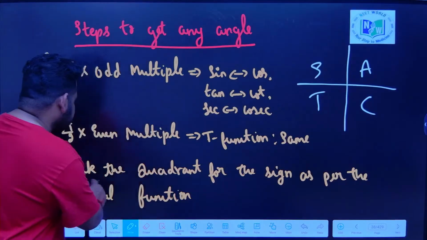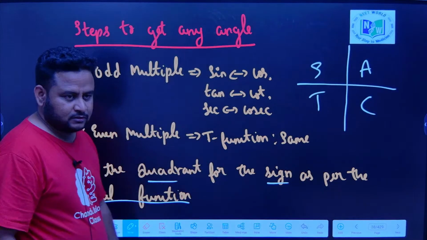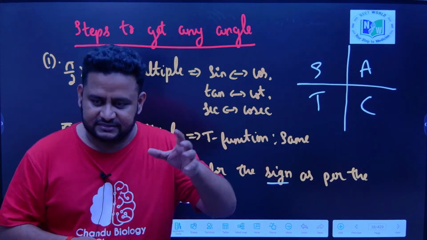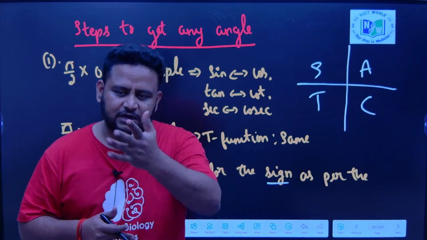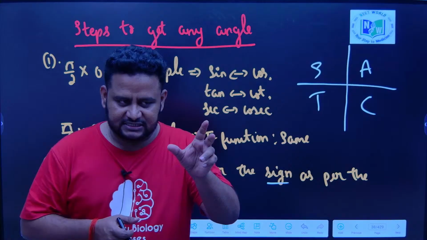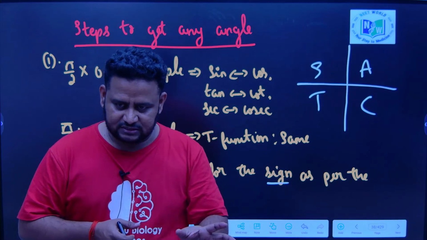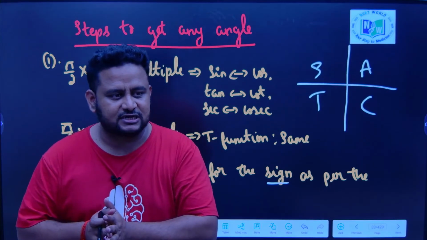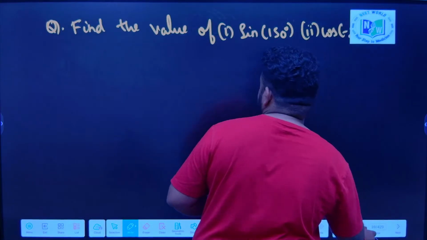So to understand the sign, check the quadrant for the sign as per the original function. Depending on the original function, whether it is in the first quadrant, second quadrant, third quadrant or fourth quadrant. First quadrant means all are positive; in the second quadrant sine is positive, and if it is cos it is negative. Tan in the third quadrant is positive, tan in the fourth quadrant is negative. Understood? So this I will explain through some questions.